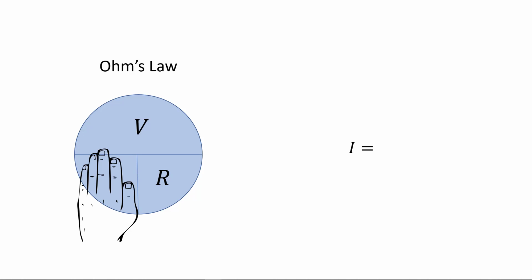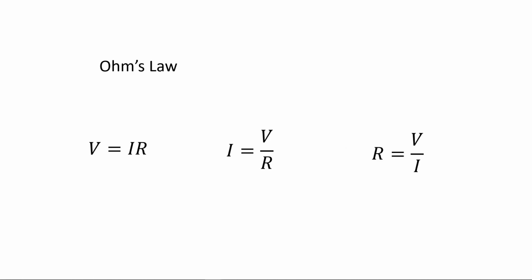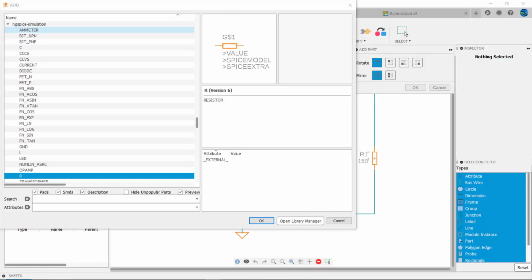Similarly, current equals voltage divided by resistance, or V over R. And resistance equals V over I. These three formulas are Ohm's law. Ohm's law is fundamental to electricity and electronics. Let's use the simulation capabilities of Fusion and test these three formulas.